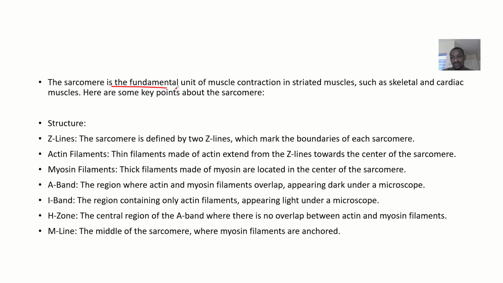So say that the sarcomere is the fundamental unit of muscle contraction in striated muscles, such as skeletal muscles and cardiac muscles. We don't have sarcomeres in smooth muscle. Your examiner is looking forward to see this in the introduction. They want to see that you actually know that sarcomeres are only found in skeletal and cardiac muscles.